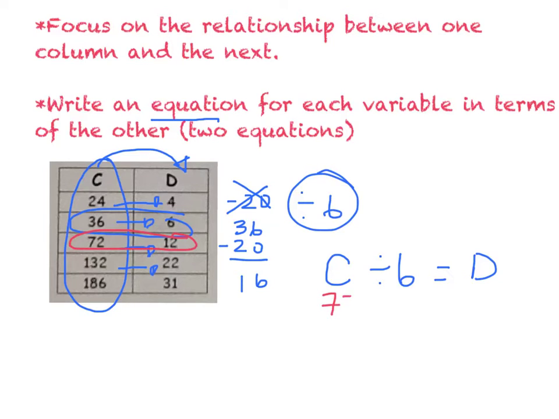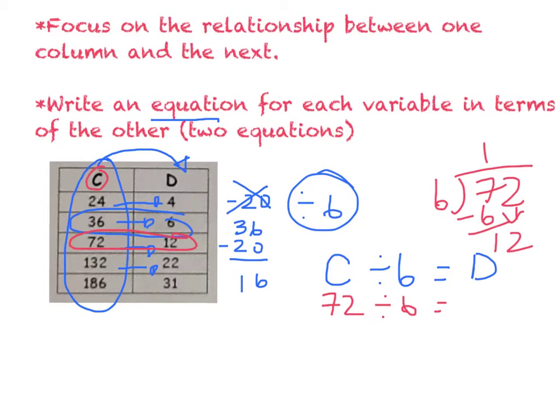So if I take 72, because 72 is my C value, and I divide it by 6, I should get my D value, which is 12. And again, if I take 72 and I divide by 6, I get 1. I subtract, go through. 6 is going to go in twice, which is going to be 12 exactly. And again, I can check that for each and every value. So once I have that pattern, I'm really at a good spot to help me determine my equation.